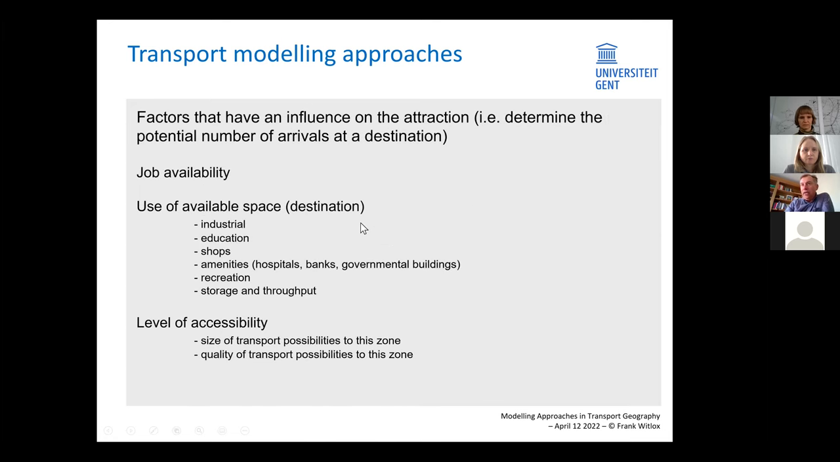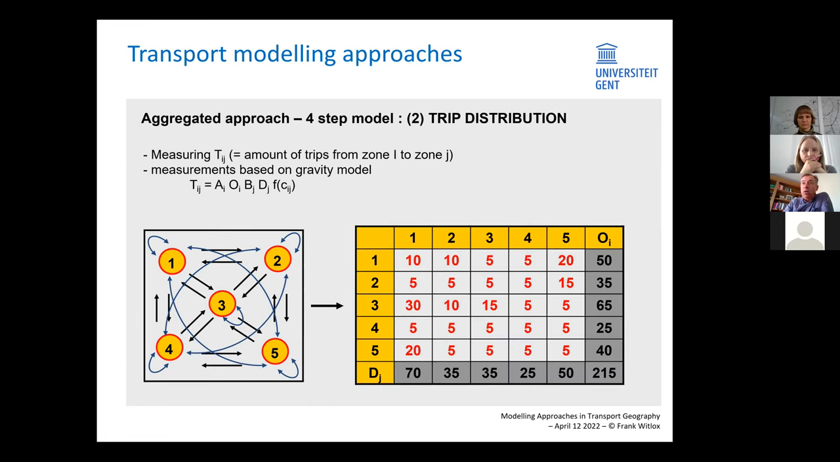We could also look at this from the point of view of the attraction, and then maybe job availability, the use of space, and again, the levels of accessibility could be an important or an interesting element. Now, we obviously have this as a first step, and then the second step here is the distribution. So what does that mean?